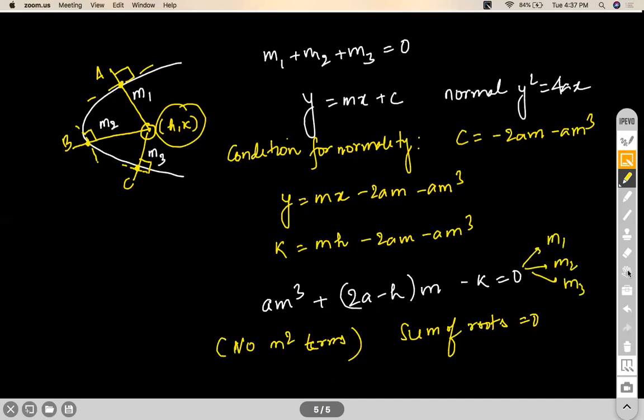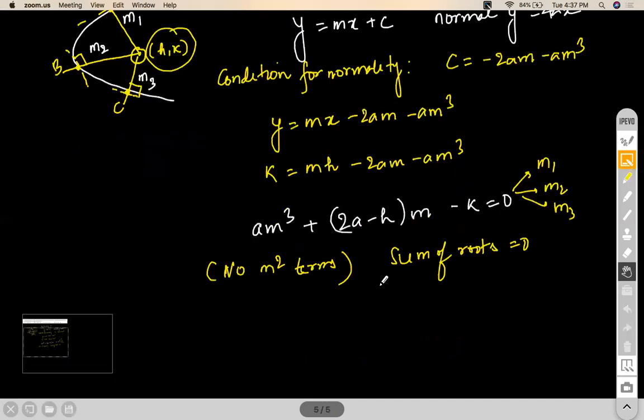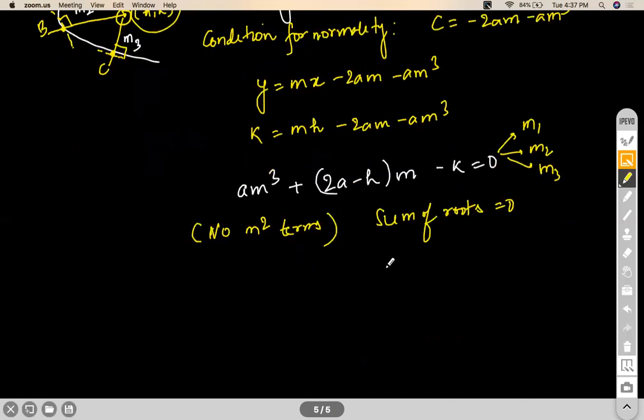Okay. So a cubic equation means there can be three possible normals drawn from a point onto a parabola. Now I'm not claiming that all of them would be real. Two of them may be imaginary, one of them may be real, or three of them may be real. So that really brings to this fact. This is very important. If you remember it, you really save a lot of time in the exam.